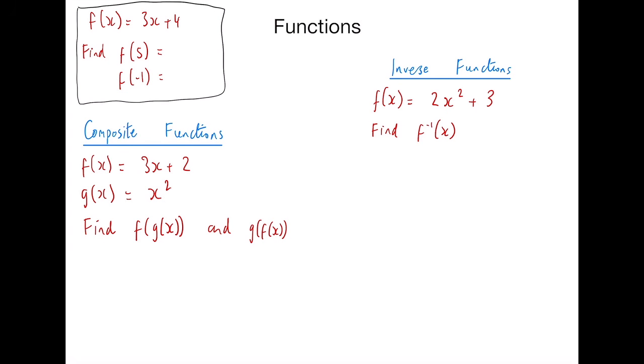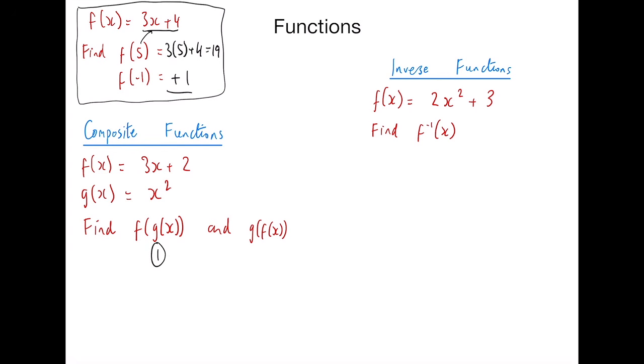All we have to do is wherever we see an x in here, we replace it with a 5. So it's going to be 3 lots of 5, add 4, which is 19, because 3 times 5 is 15, add 4, 19. Do the same again for the bottom one. We just sub in minus 1, and that's going to be positive 1 as our answer, because minus 3 add 4 is 1. Now for composite functions, we kind of have to substitute one function into the other.